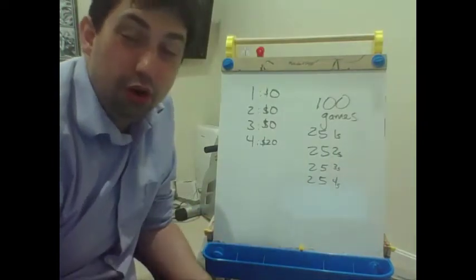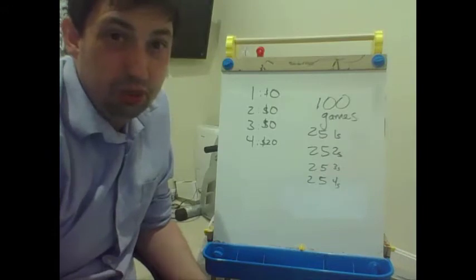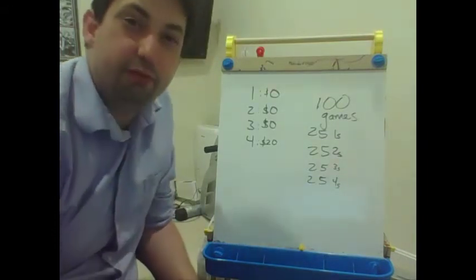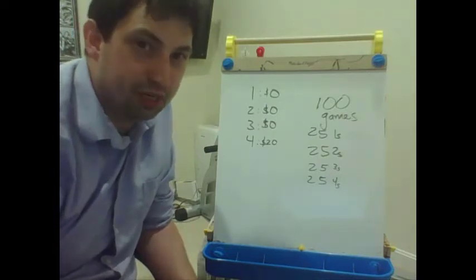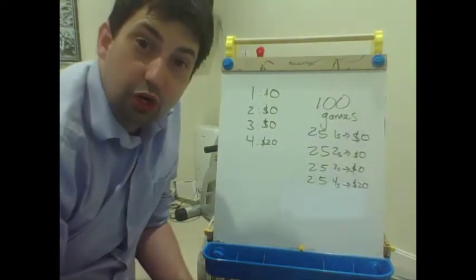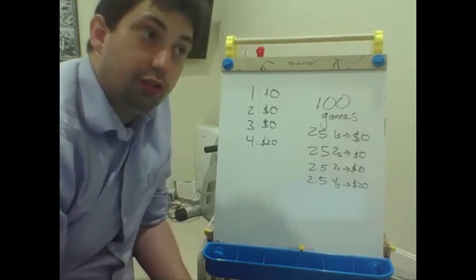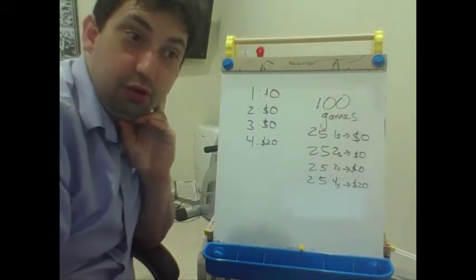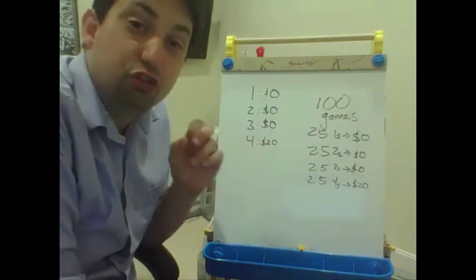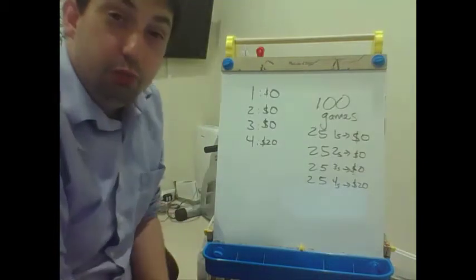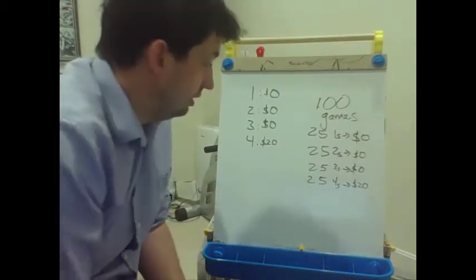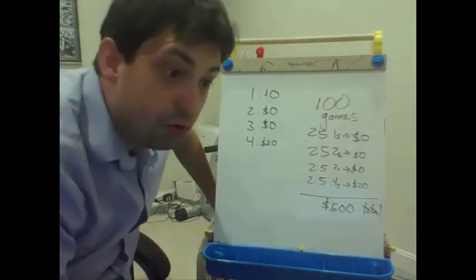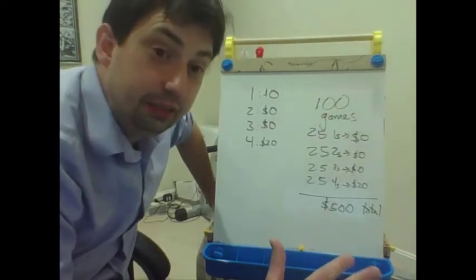That means you would get 1 25 times and get 0, 2 25 times and get 0, 3 25 times and get 0, and 4 25 times and get 20. How much money would you expect to win overall? Well, that's 0 times 25, plus 0 times 25, plus 0 times 25, plus 20 times 25, which is, of course, 500. In other words, you play this game 100 times, you would expect $500 total at the end, on average.